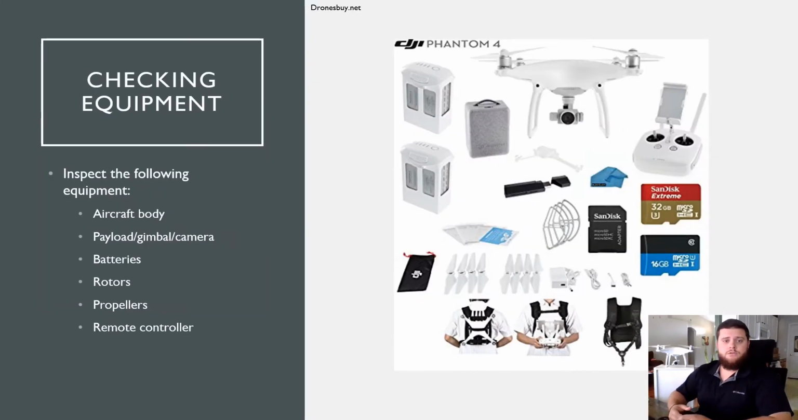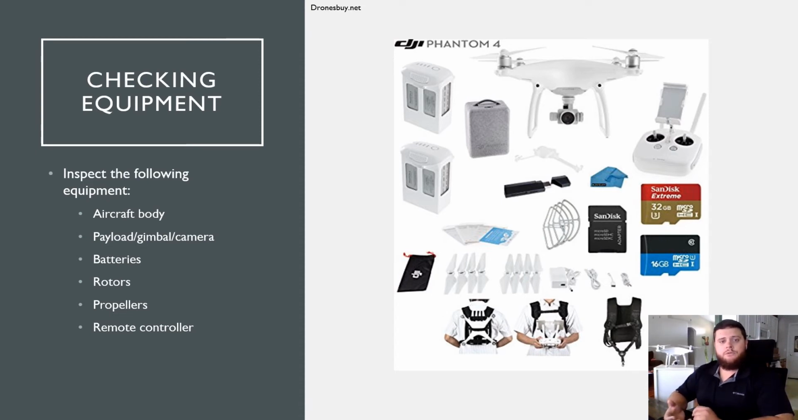So if we're checking our equipment, this is a picture of basically what you could be buying if you bought something from DJI. Depending on the package that you pick, all of this equipment would come with your setup. So what we want to inspect prior to flying would be our aircraft body. Do we have any cracks in the arms of the aircraft? Are the legs okay? Are they flimsy? Do they need to be replaced?